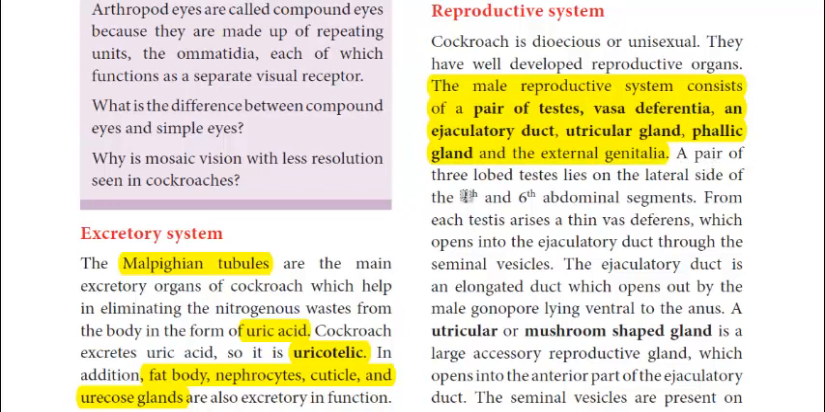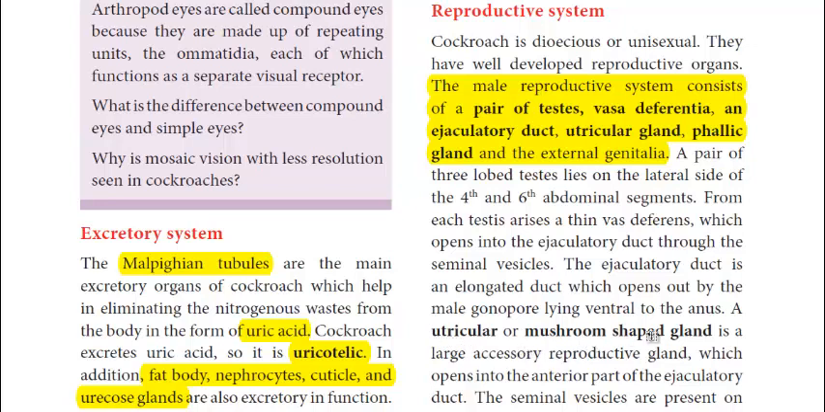A pair of 3 lobed testes lies on the lateral side of the 4th and 6th abdominal segment. From each testis arises a thin vas deferens which opens into the ejaculatory duct through the seminal vesicle. The ejaculatory duct is an elongated duct which opens out by the male gonopore lying ventral to the anus. So the anus is there, and below the anus, the gonopore is the opening through which the sperms of the cockroach are released out.